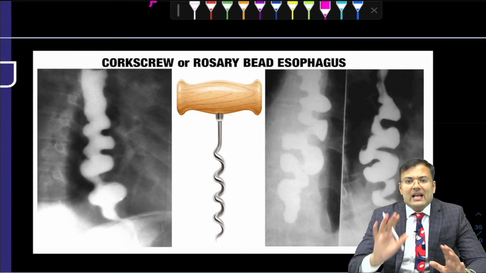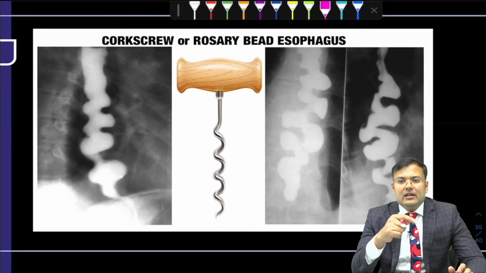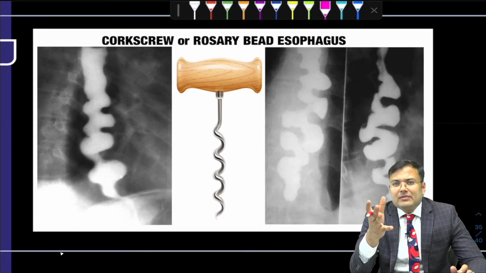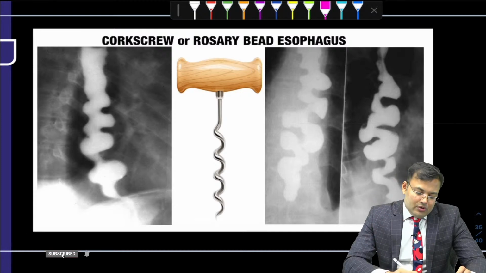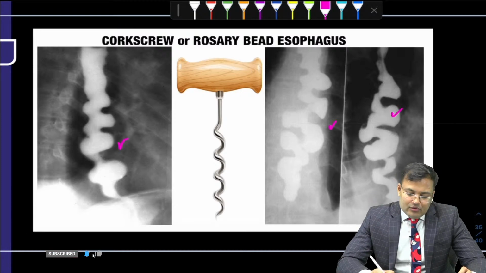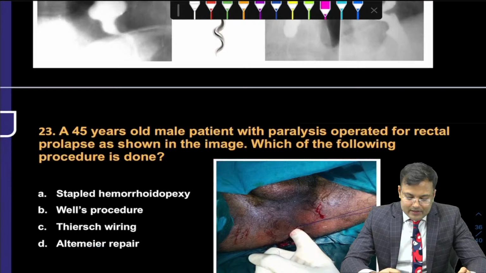So that is diffuse esophageal spasm. This is the classical appearance. Every year this question is asked, sometimes in radiology, sometimes in surgery. So this is corkscrew, rosary bead esophagus, also known as pseudodiverticular appearance.